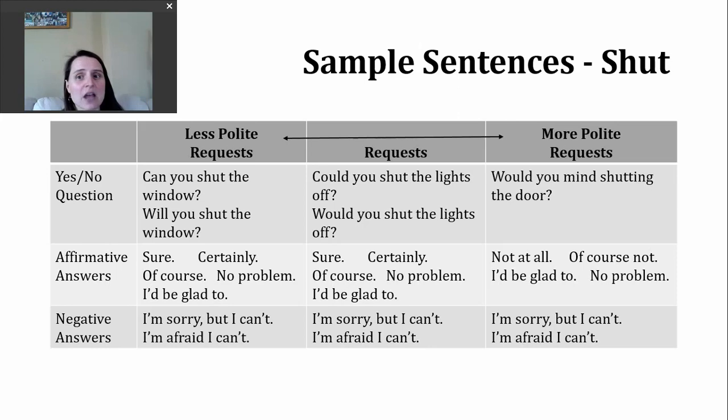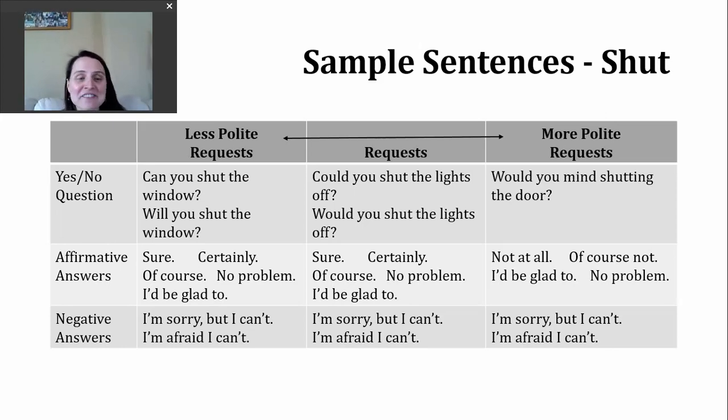Okay? And sometimes what might sound a bit funny is how an affirmative answer to this type of question is. So, would you mind doing this particular thing? Someone might say, not at all. Of course not. I'd be glad to, or no problem. Now, three of those sound like negatives, right? We have a not, we have two nots and a no, but they are affirmative answers. What you're saying is, I do not mind fulfilling or doing what you have requested me to do.